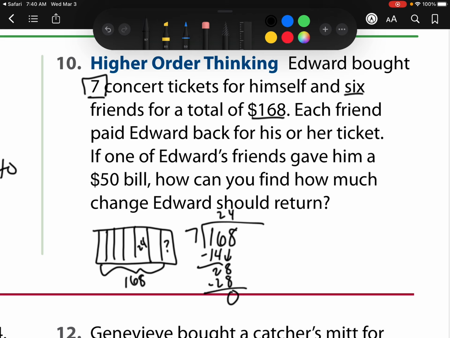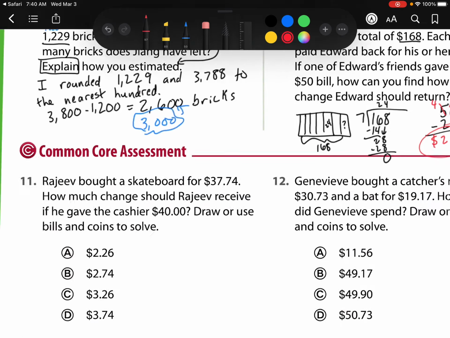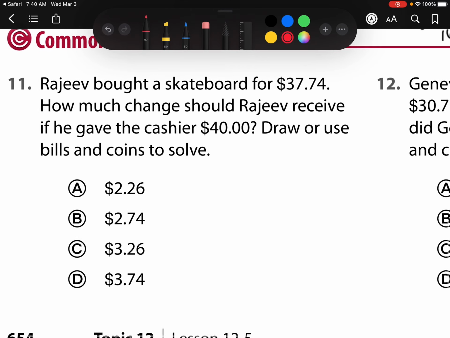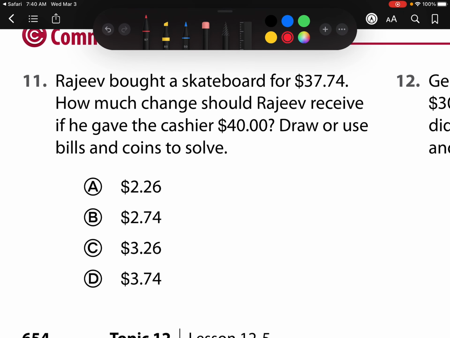So if someone gives him $50, he doesn't get to keep all that extra. He has to give them some change back. So it costs 24, so he's going to have to give them $26 worth of change. And again, this is why you want to know your math, because if Edward's bad at math, you will probably be getting the wrong amount back, and you wouldn't know if you don't check or estimate yourself.